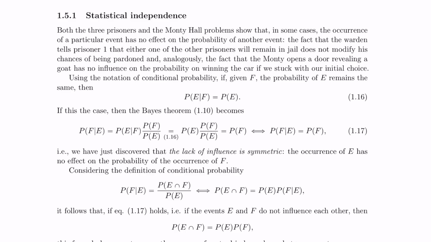In this section, we introduce the very important concept of statistical independence. We have seen that in the three prisoners and in the Monty Hall problems, in some cases, the occurrence of a particular event has no effect on the probability of another event. The fact that the warden tells prisoner 1 that either one or the other prisoner will remain in jail does not modify his chances of being pardoned. In the same way, the fact that Monty opens a door revealing a goat has no influence on the probability of winning the car if we remain with our initial choice.